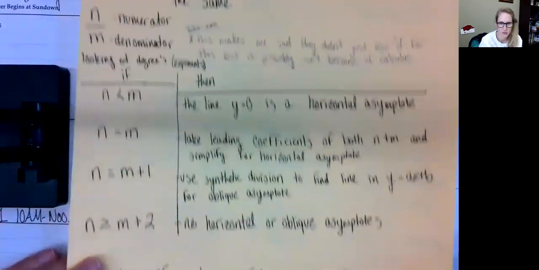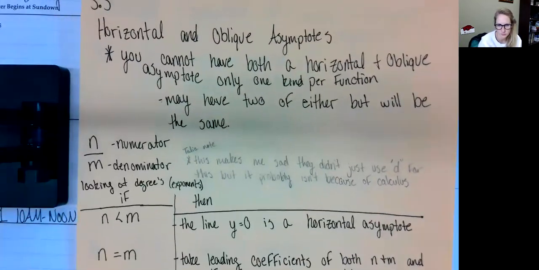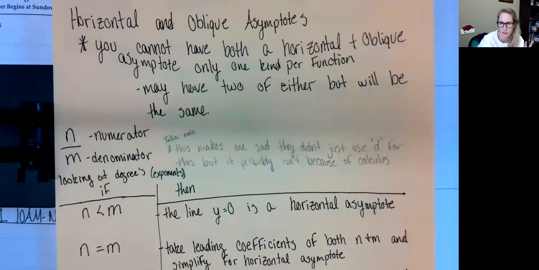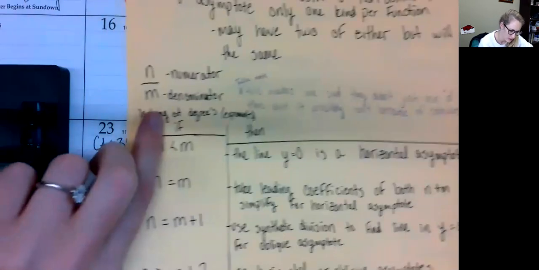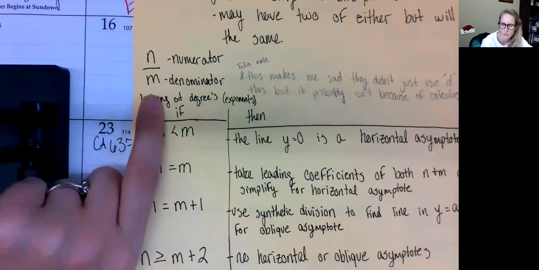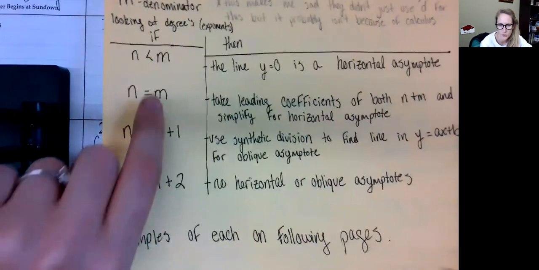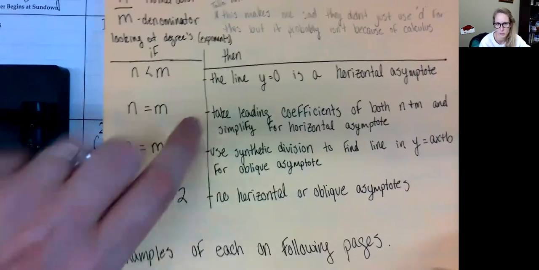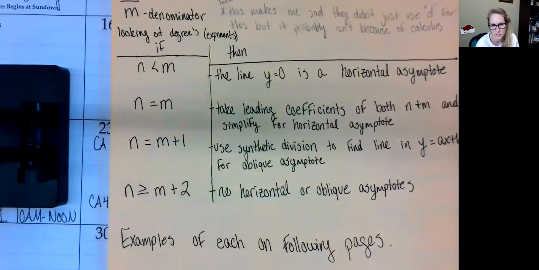And there's horizontal and oblique asymptotes. The big thing on this is you can have one or the other. You can't have both a horizontal and an oblique asymptote on a rational function. So if you have a horizontal, there's no oblique. If you have an oblique asymptote, there's no horizontal. And how they made these rules, they used m as the denominator. So on all these, just know that numerator, denominator, numerator, denominator. And we're always looking at the degree of the exponents.